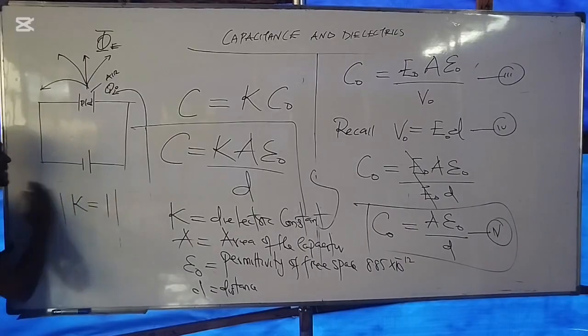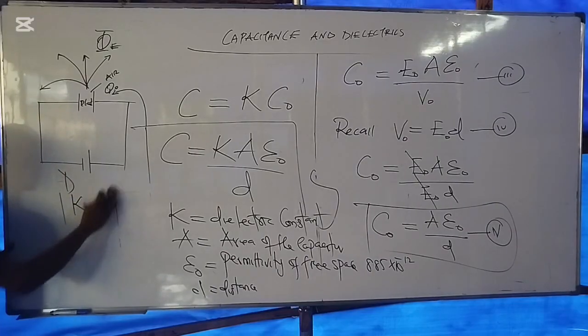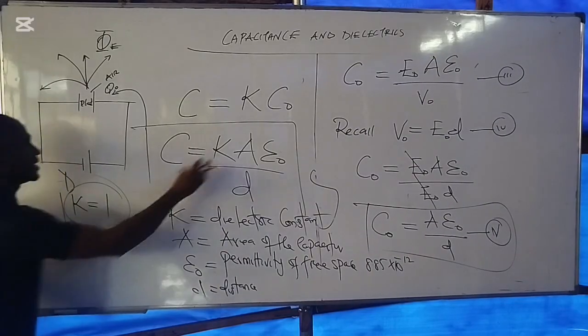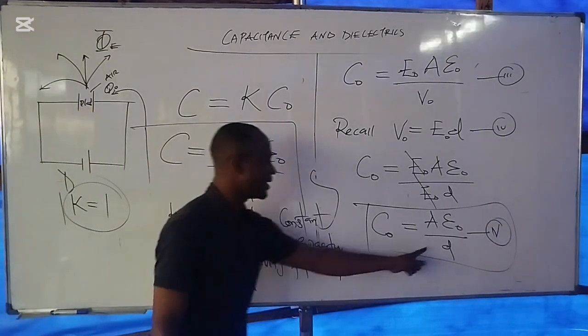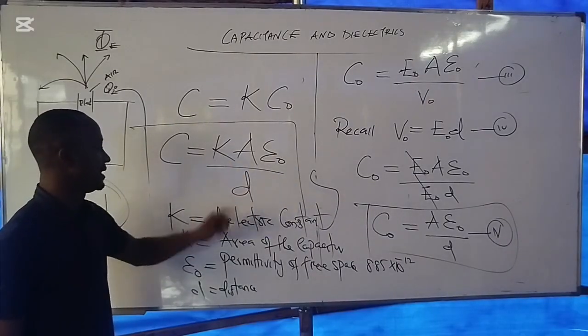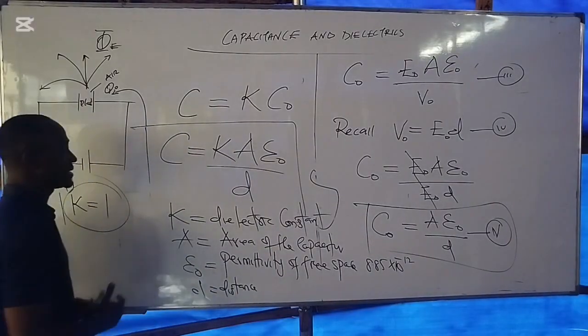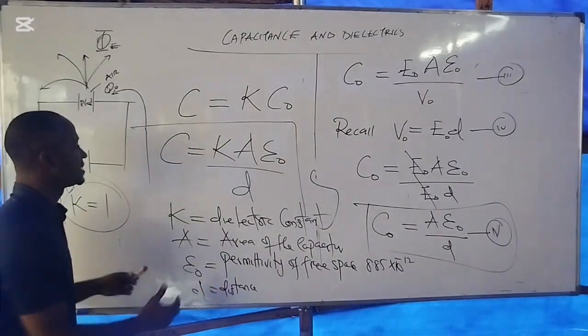Air has a dielectric constant of 1, likewise that of what? Vacuum. So if I substitute this K as 1 into this expression, I will still come back to this, right? Because 1 times A times our E naught times Z will give us this expression here. So that means that the capacitance of the capacitor is given as this. Please take notes.